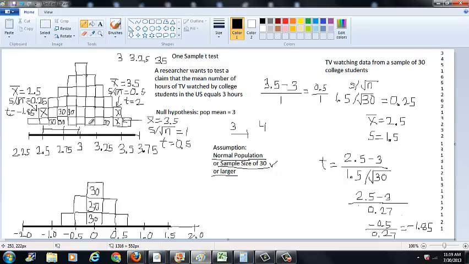And all of the samples that were stacked above 3, which were stacked above the population mean being tested, those will all be stacked above a t-score of 0, because whenever the sample mean perfectly lines up with the population mean being tested, you always end up with a t-score of 0.